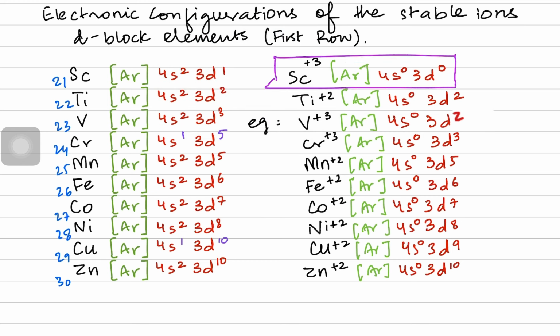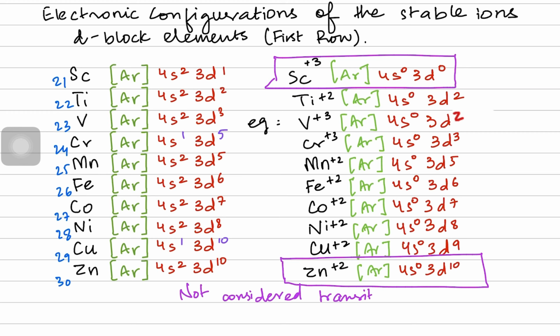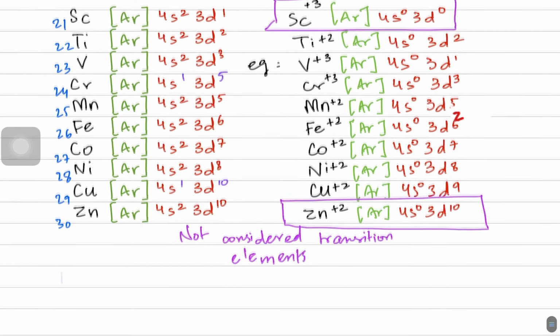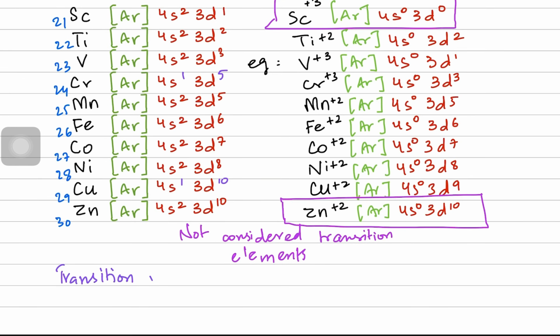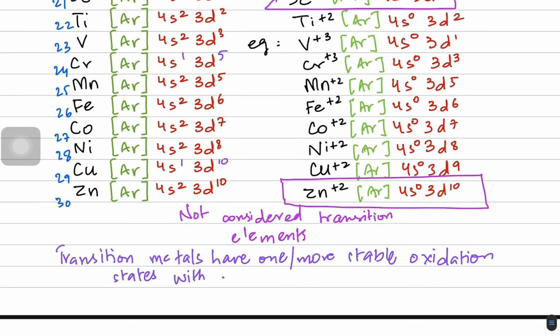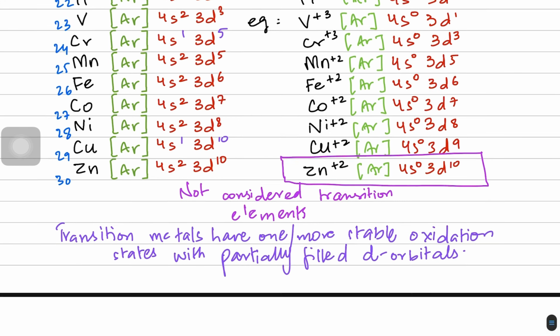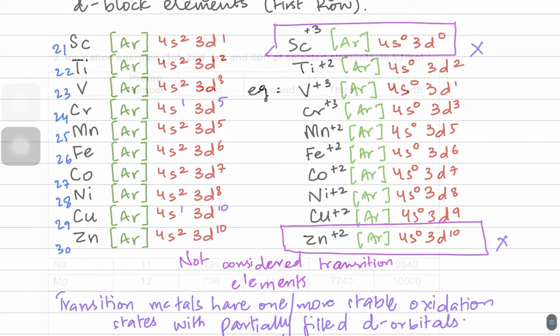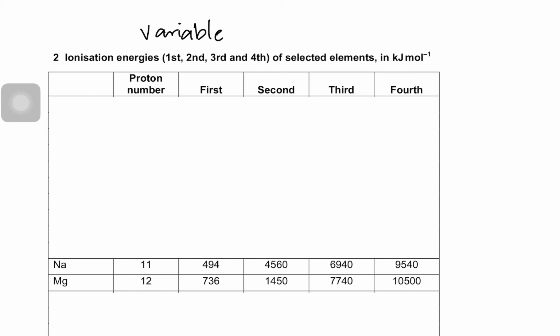2 of these elements are never considered transition, and that includes scandium and zinc. Why do we not consider them as transition elements? The reason is that by definition, transition metals, now you need to write this definition by the way, transition metals have one or more stable oxidation states. So this is the first part of the definition, where transition metals have one or more stable oxidation states with partially filled d orbitals. It's about the stable oxidation state having partially filled d orbitals. Scandium has no electrons in 3d and zinc has a complete set of electrons in d.